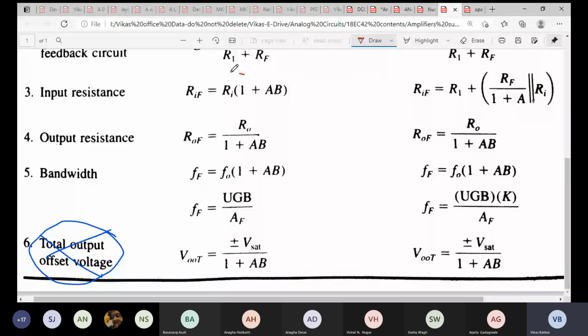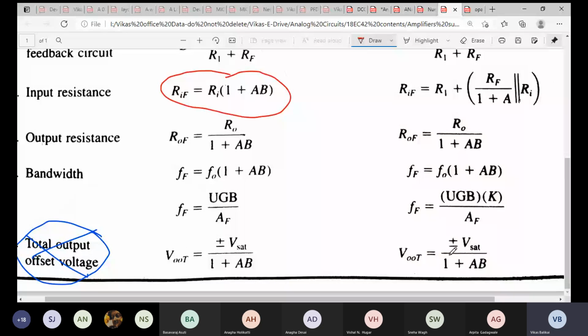And the same thing we did in the inverting configuration, and there we applied Miller's concept and obtained a very simplified, very quick equation, that is R1 plus RF divided by 1 plus A, in parallel with RI. So this is my RIF equation for the inverting amplifier configuration. And I was talking about the ROF, which I have assigned to you as an assignment, and I was also telling you in my previous class that the equations resemble exactly the same.